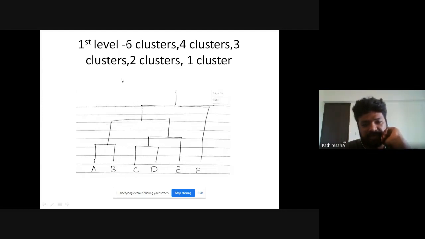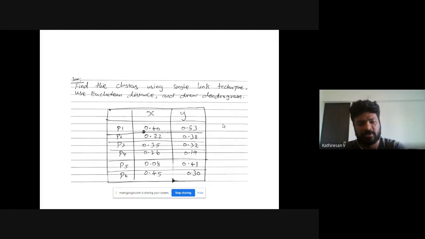So initially, at the first level, there are 6 clusters: 1, 2, 3, 4, 5, 6. Then 4 clusters: cluster 1, cluster 2, cluster 3, cluster 4. Then 3 clusters are formed. See, these two are one cluster, second cluster, third cluster. Then 2 clusters, 1, 2, then one cluster. Okay, this is how it is formed. I hope you understand this.